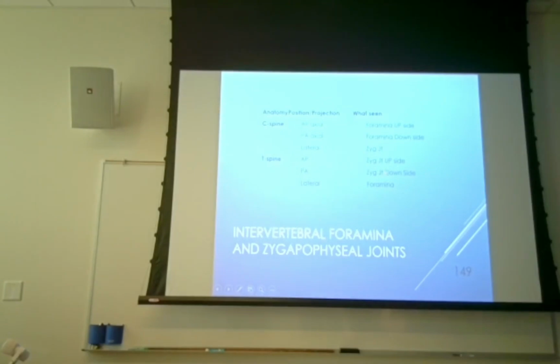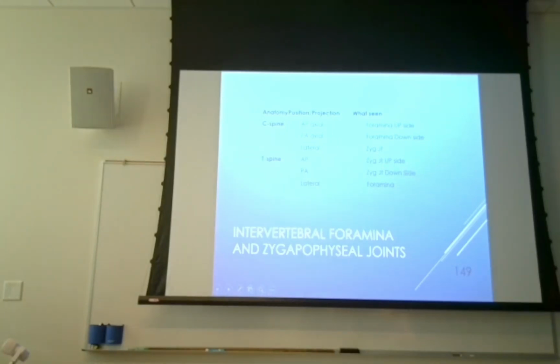And what we're going to see then is the zygapophyseal joint. On AP, we're going to see the zygapophyseal joint on the upside. On PA, we're going to see it on the downside. And then on the lateral, we're going to see the intervertebral foramen. So notice that the anatomy has changed. We went from zygapophyseal joint on the lateral to intervertebral foramina on the lateral, but what side we see it on remains the same.